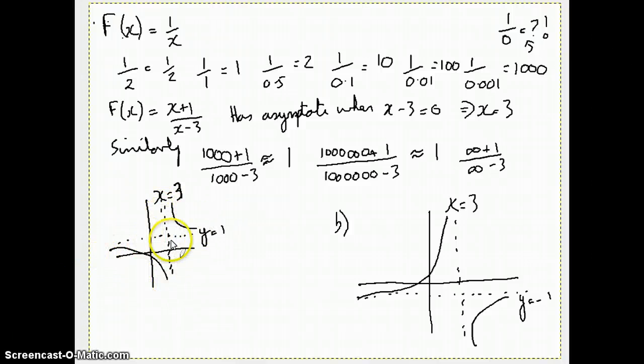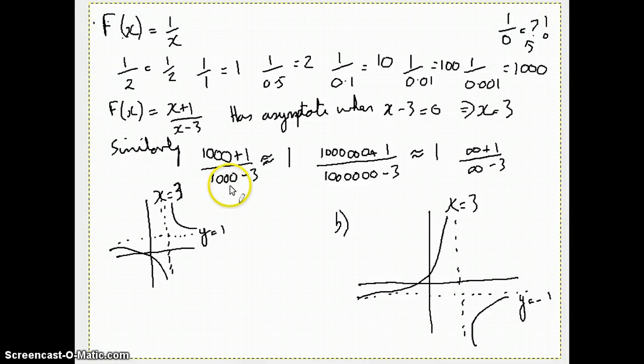For the horizontal asymptote, what happens horizontally is as x gets bigger and bigger, or smaller and smaller, and heads off towards positive and negative infinity, again we have to think about what happens to this function. Well, if you start off thinking about what 1,000 plus 1 divided by 1,000 minus 3 is, 1,001 divided by 997. It's not exactly, but it's roughly 1. And it's pretty much 1,000 over 1,000.